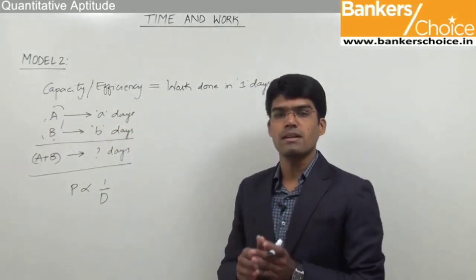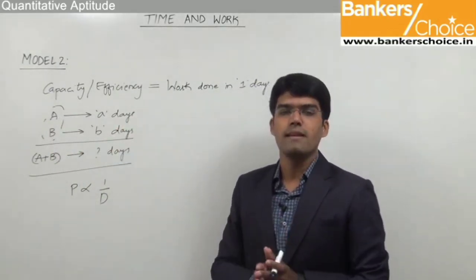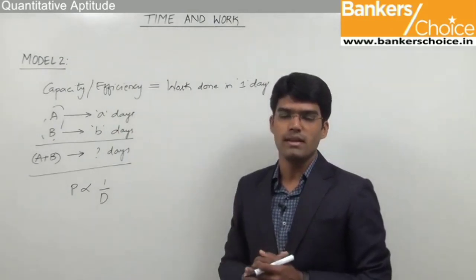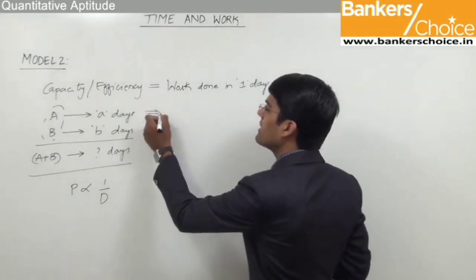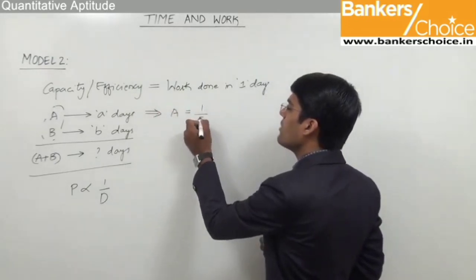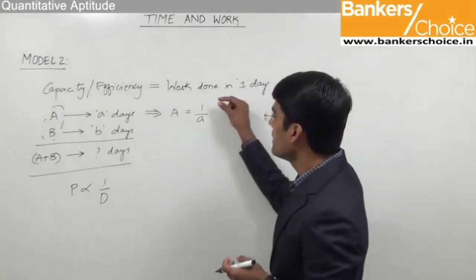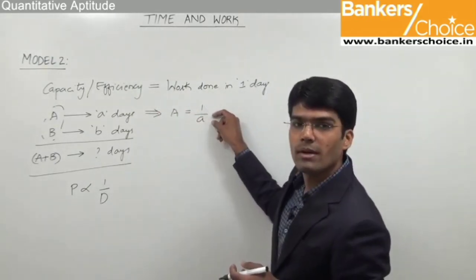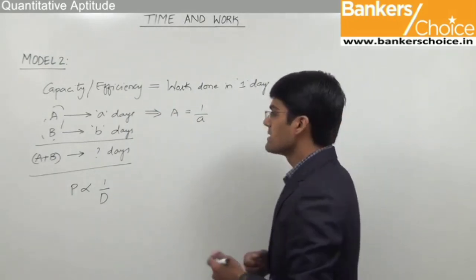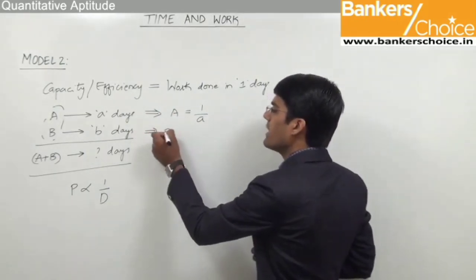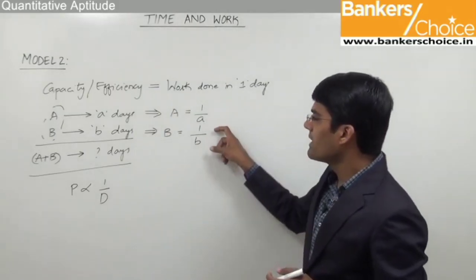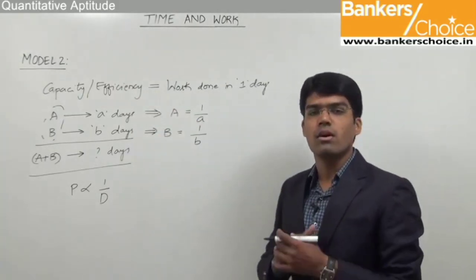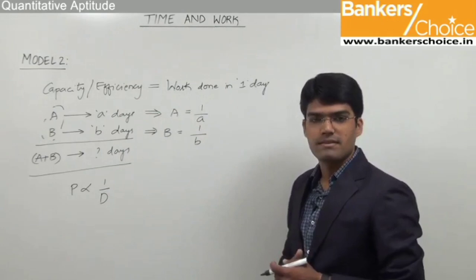So the amount of work that A can do in 1 day will be equal to the total work, that is 1, divided by the number of days A. So here I can say that the work done by A in 1 day will be equal to 1 by A. That is nothing but total work 1 unit divided by total number of days A. Similarly, the work done by B in 1 day will be equal to 1 by B. So here 1 by A and 1 by B is nothing but the capacity or efficiency of these persons.